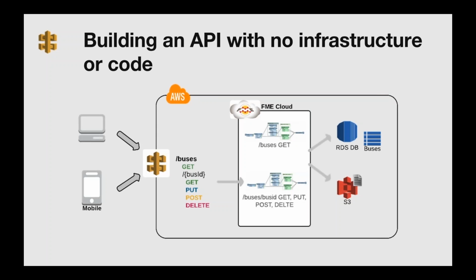You use the API gateway to define the API. So this is my example. We're going to build a transit API. We have a buses database table, and we want to let developers get all of the buses' current locations. We want them to be able to get a specific bus, and we want the bus to be able to update its location via the API. So how would you do this? Usually in the past you'd write code on top of the database to create a REST API.